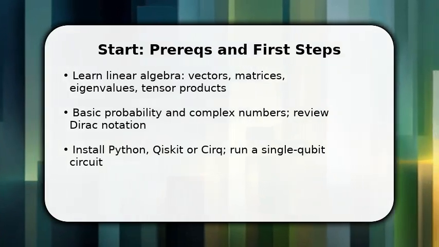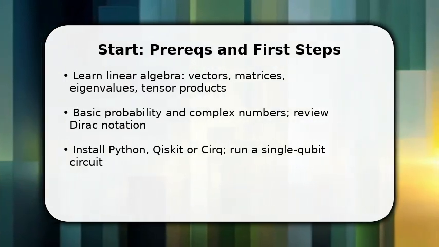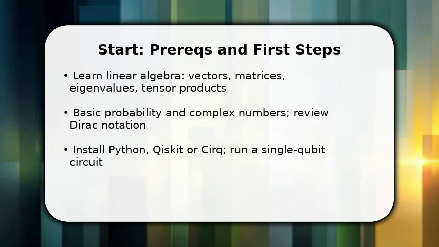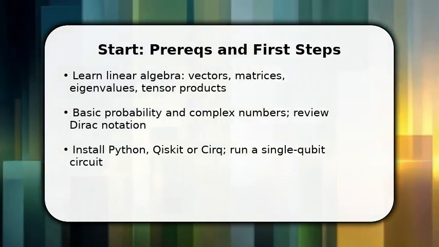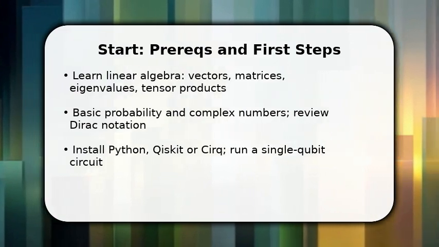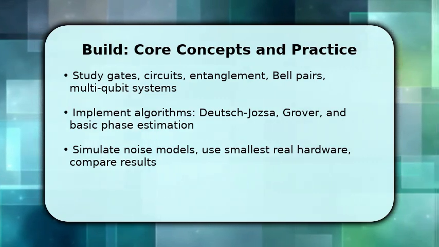Next, install Python and a quantum SDK such as Qiskit or Cirq and run a single qubit circuit to see state preparation and measurement. Make sure to write one short script that creates |0>, applies a Hadamard, and measures to observe superposition statistics. You now expand from toy examples to meaningful experiments.